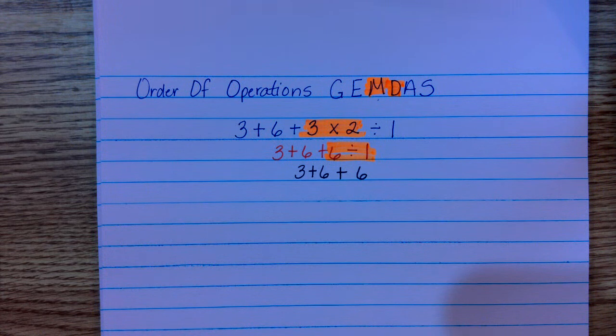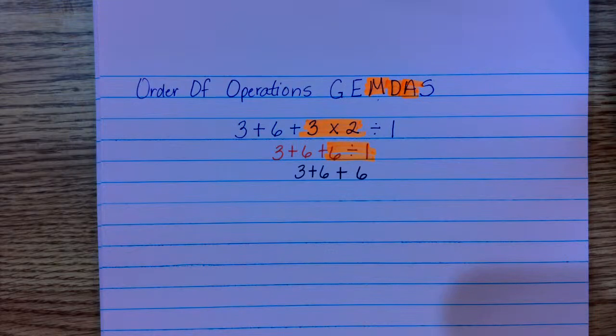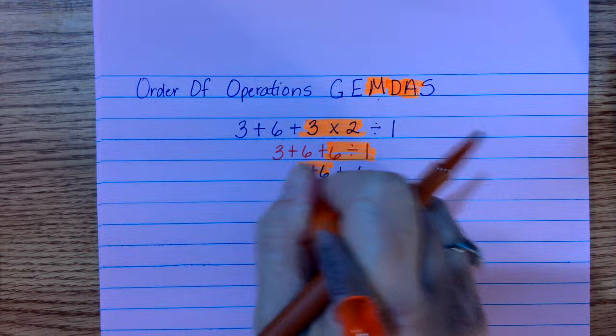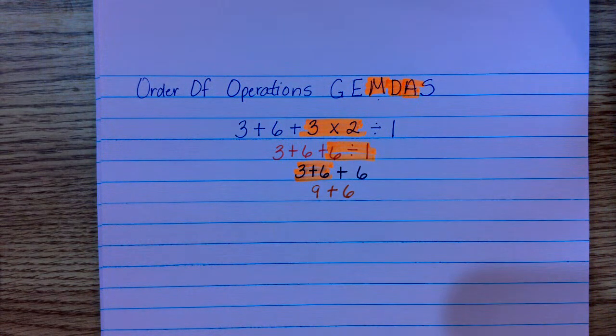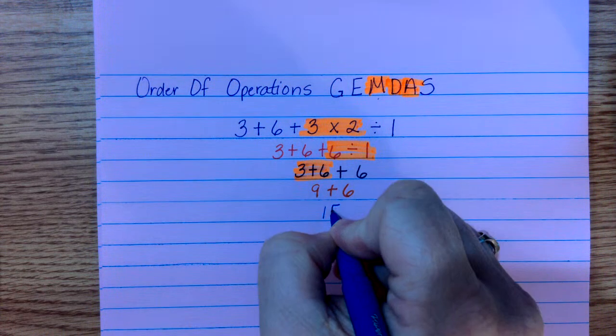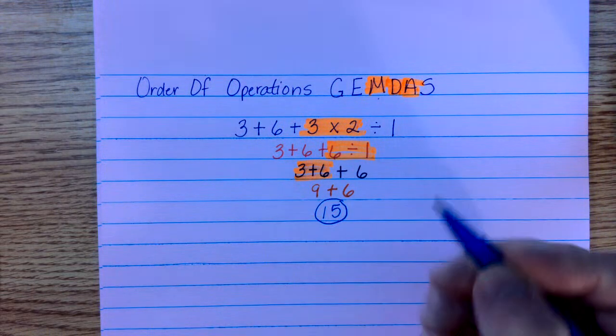Now we can do addition from left to right. So we start on the left side and we go from left to right. So the first thing we're going to encounter is 3 plus 6. 3 plus 6 is 9. So that's where we're going to start, and we will have 9 plus 6. Our final step is to finish out the addition, and 9 plus 6 is 15. So the answer to 3 plus 6 plus 3 times 2 divided by 1 is 15.